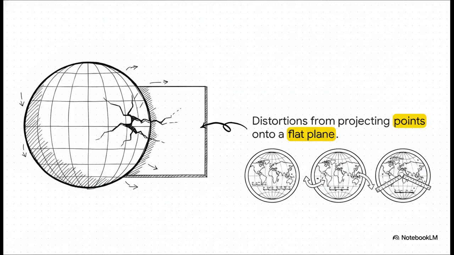Take the popular Mercator projection, for example. It drastically distorts the size of Greenland, making it look basically as large as Africa. In reality, no way. Africa is about 14 times larger. So, depending on what a cartographer needs their map to do, they have to carefully choose an equal area, conformal, or equidistant projection, constantly balancing those inevitable distortions.